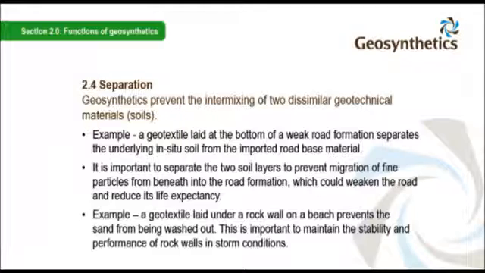Example 2. A geotextile laid under a rock wall on a beach prevents the sand from being washed out. This is important to maintain the stability and performance of rock walls in storm conditions.